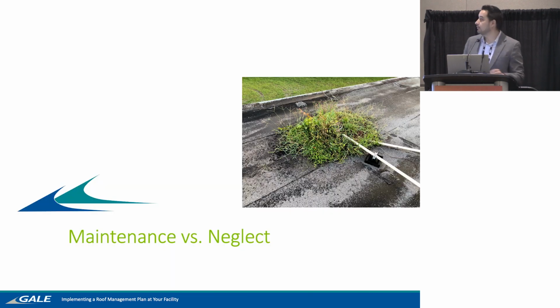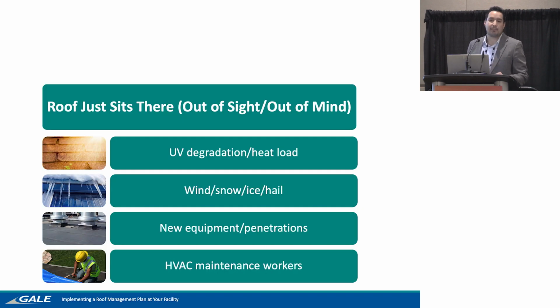Maintenance versus neglect. Obviously, you see a roof drain here that has been neglected. You can see that all the vegetative growth has grown around it, but it may not be causing problems if you're not up there, you're not looking at it. So, out of sight, out of mind. This is a very typical idea that we have. It's not leaking on the inside. There's no problems. Here's the problem.